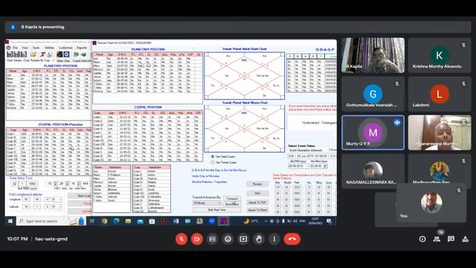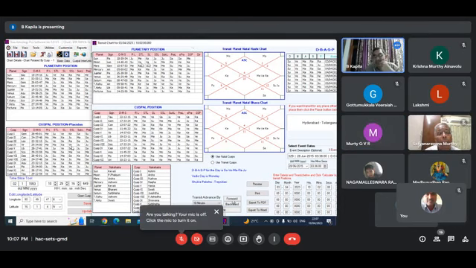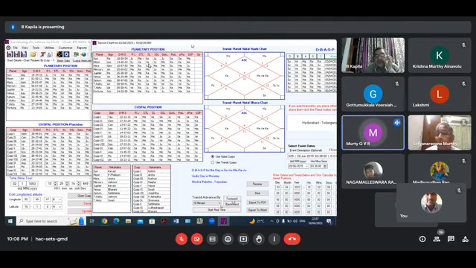Sublord and sub-sublord should not be giving any negation. Yes, correct. They should not be linked to 4 and 12. If they are linked to 4 and 12, then childbirth will be delayed. It will not happen till that planet is there. Here simply delay can happen, nothing else. Okay? This rule is considerable only at the time of seeing the transit chart.